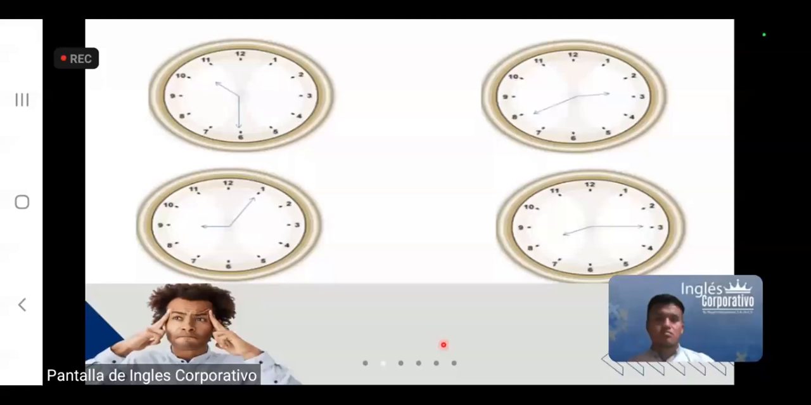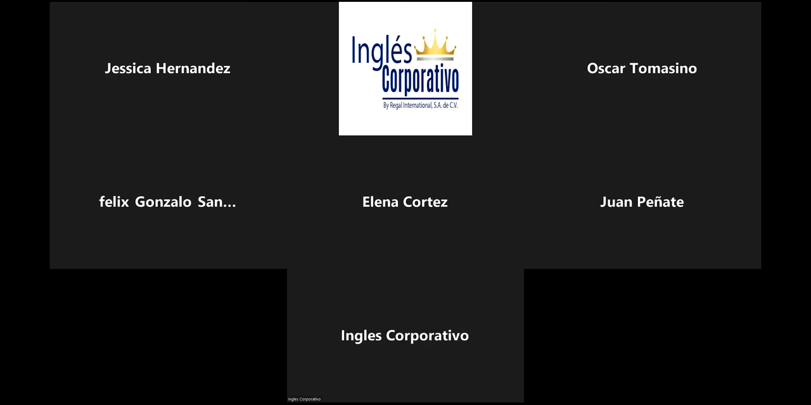Ahí sí. Ahí es y cuarto. Correcto. Quarter. Quarter. Es quarter past eight. Karen. Sí, así es. It's quarter past o puede ser eight and quarter. Como ocho y un cuarto. Sí. También. Ajá. Vaya, pasemos a la tercera. Presentación.